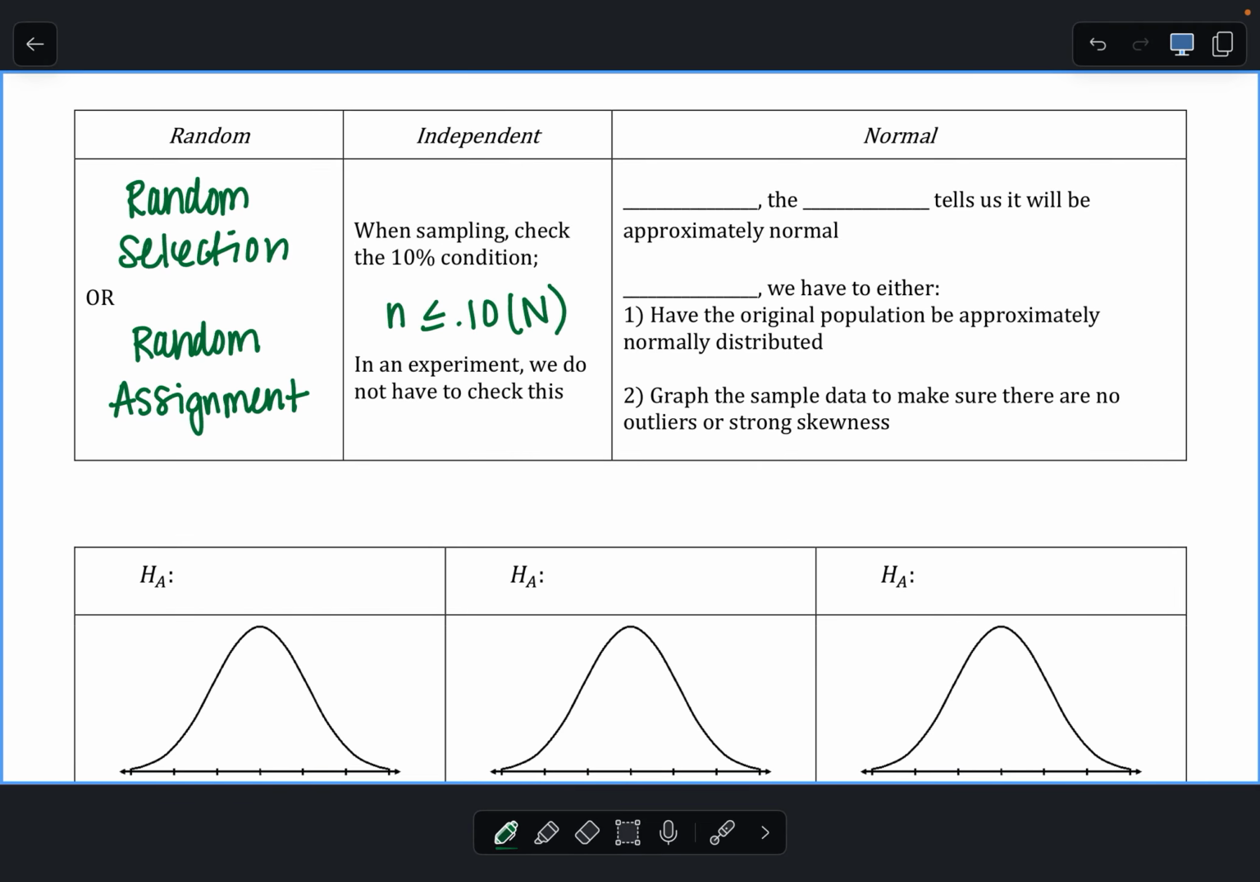So if the sample size is greater than or equal to 30, we can say the central limit theorem tells us it will be approximately normal. If the sample size is less than 30, we have 2 options. We can either be told that the population is normal. If the population is normal, the sampling distribution is normal, or we can graph it and see from our histogram or dot plot or stem plot that we have a normal distribution.